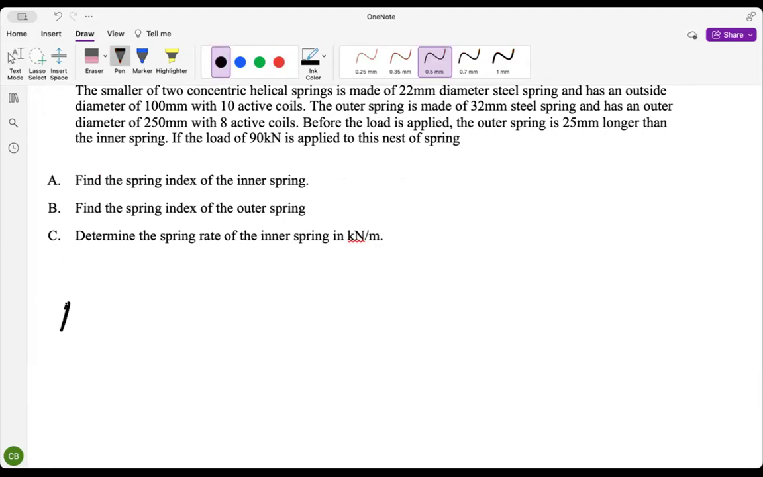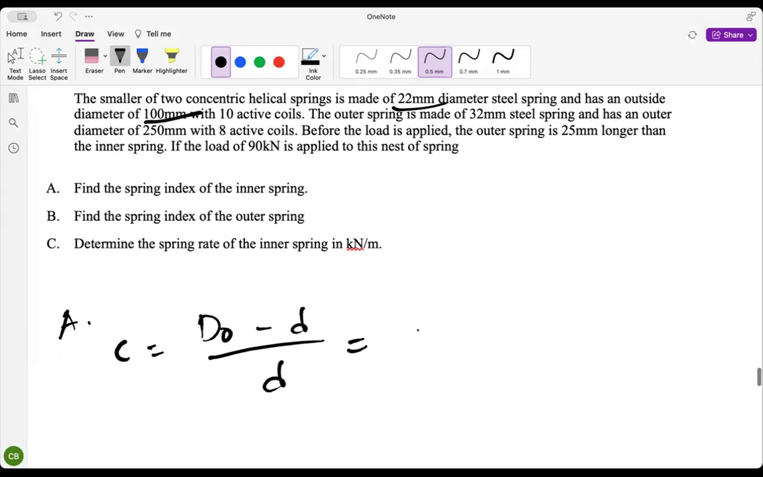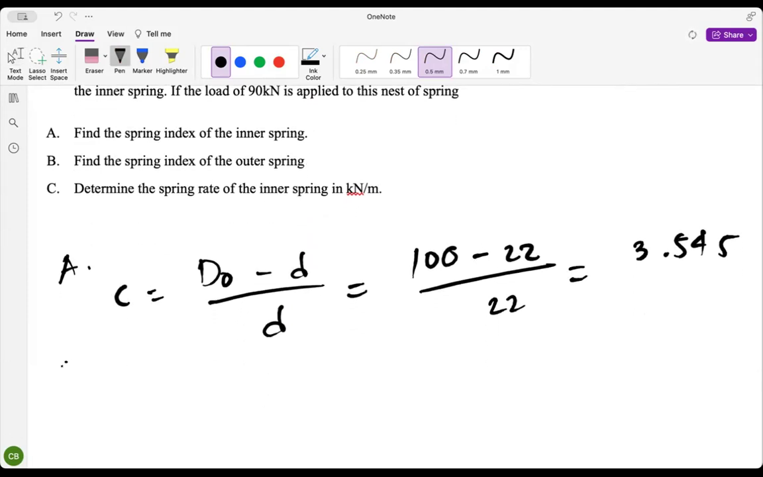we have C equals DO minus D over D. For the inner spring, we have the outside diameter of 100 and the wire diameter is 22. So we just directly substitute: 100 minus 22 over 22. So it would be 3.545.